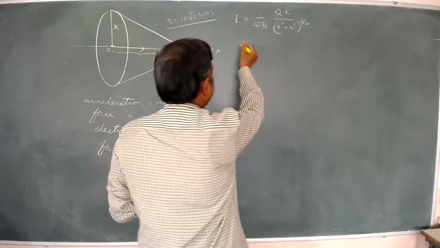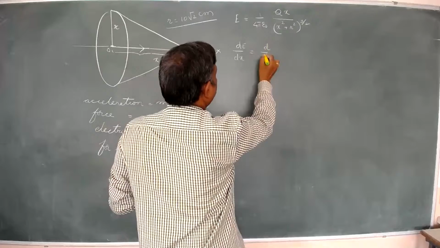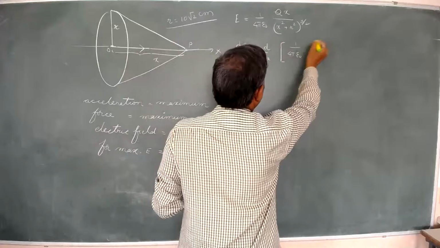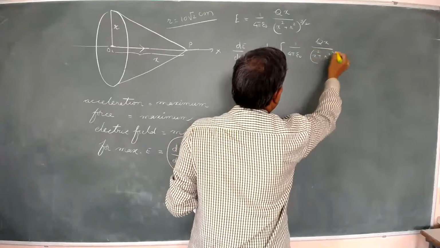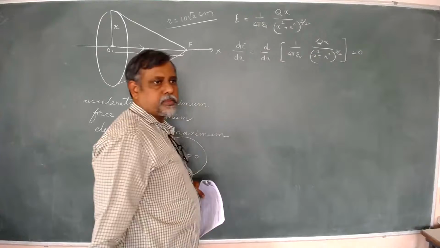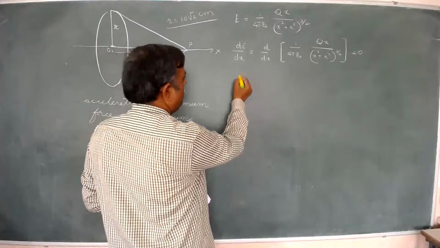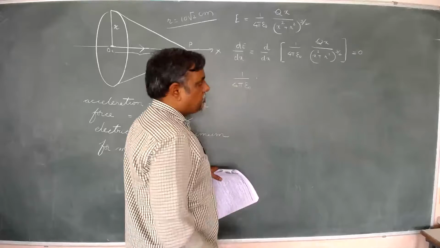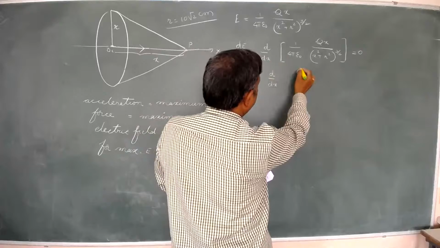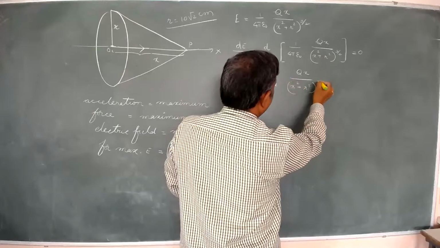Now, dE by dx is equal to d by dx of 1 by 4 pi epsilon naught Qx by (x square plus r square) whole power 3 by 2. That should be equal to 0. Now 1 by 4 pi epsilon naught becomes a constant. So this is in the form of d by dx of Qx divided by (x square plus r square) whole power 3 by 2. That should be equal to 0.